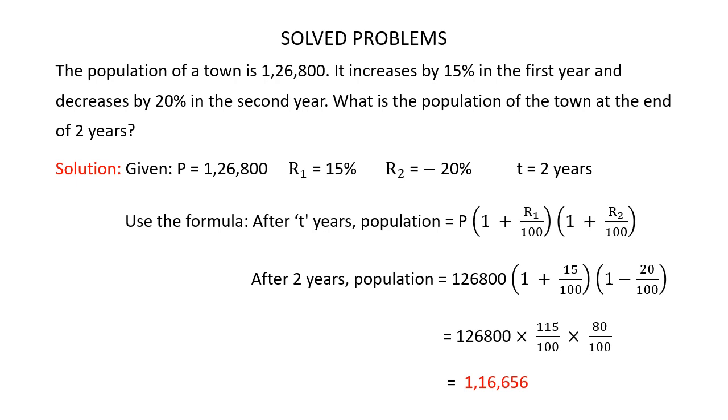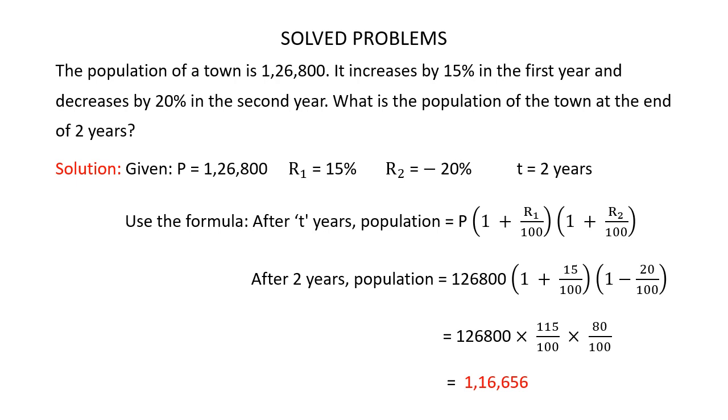Now it's given that P is equal to 1,26,800. R1 is 15. R2 is minus 20. We use the negative sign here because it's given that there is a decrease by 20%. So R2 is minus 20. T is 2 years. We are asked to find the population of the town at the end of 2 years. This means we have to find out the population of the town after 2 years.